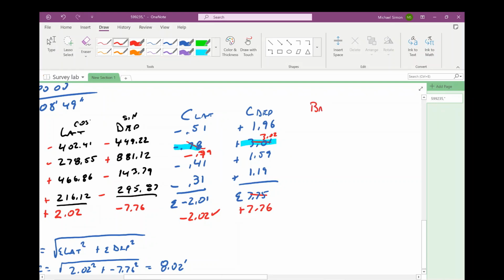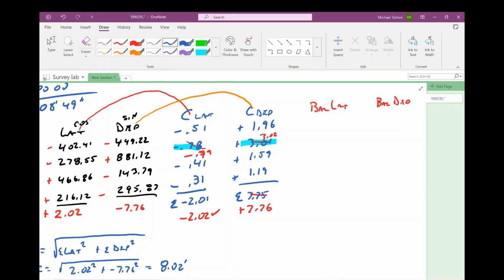Now I'm going to find my balanced lats and balanced deps. And for that, I just add my correction to my original latitude and my correction to my original departure. Again, be careful with your math. Watch what you're writing. Make sure you don't misnumber anything. So 402.41 minus 0.51, or adding a negative, gives me 401.90. 278.55 minus 0.79.